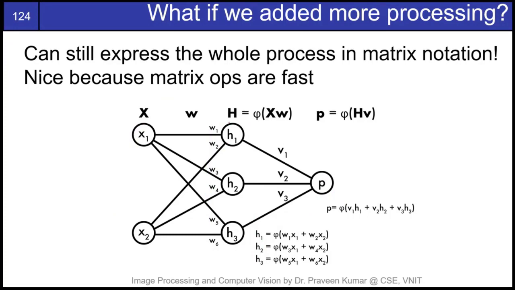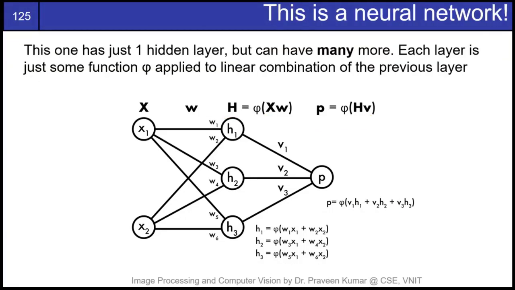So this layer was this, and the next layer would be taken by another such function. Hopefully you can see it's nothing but an extension of the same thing we were doing. In practice, this has just one hidden layer, but you can have many more hidden layers in between, so that you can learn more features in a hierarchical fashion. And each layer is just some function phi applied to the linear combination of the previous layer.